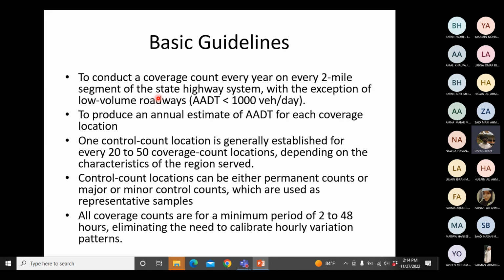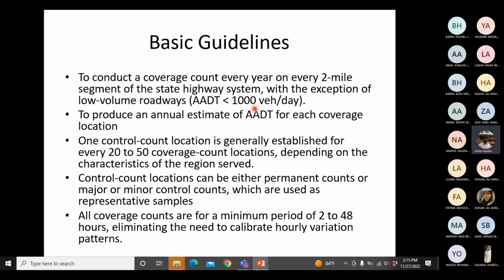Now there are some guidelines about the counting locations. The first guideline is that after every 2 miles you should select or set up a counting location, control count or coverage count, one of them. Except, there's an exception, except for segments which have very low traffic. And how much is low? Which has ADT less than 1000 vehicles per day.